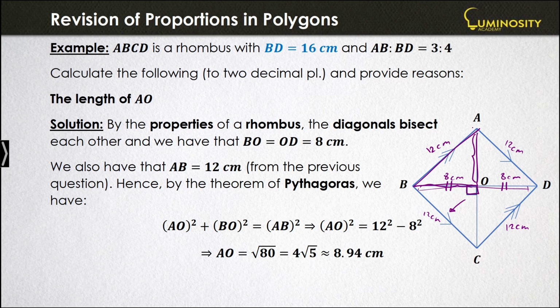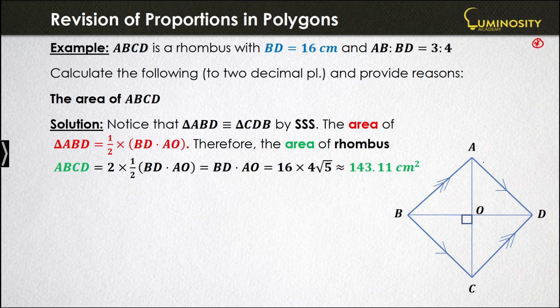All right, so that's 8.94 centimeters, and therefore by the properties of a rhombus, this side as well is 8.94 centimeters. You can see these two sides are equal because they bisect each other, and BO is equal to OD because it bisects as well.